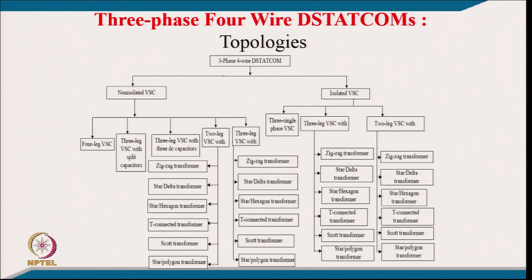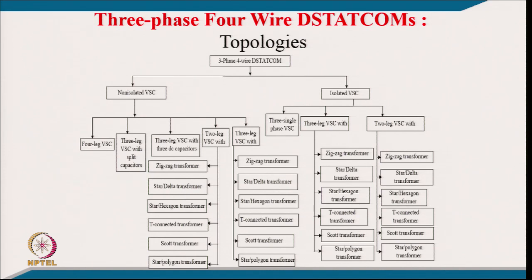And the transformer isolation can be a zigzag transformer, star delta transformer, star hexagon, T connection, Scott connection, and star polygon connection. What I mean is, the transformer used for isolation can be a 3 phase transformer, or without isolation it can be connected with the 3 leg or 4 leg converter for the 4 wire system, because that can have neutral current compensation also in this 4 wire system.